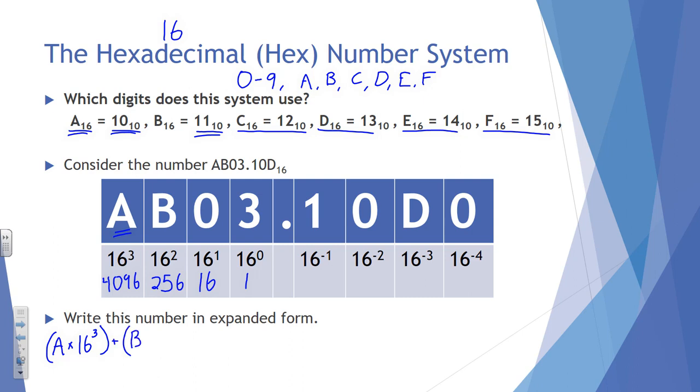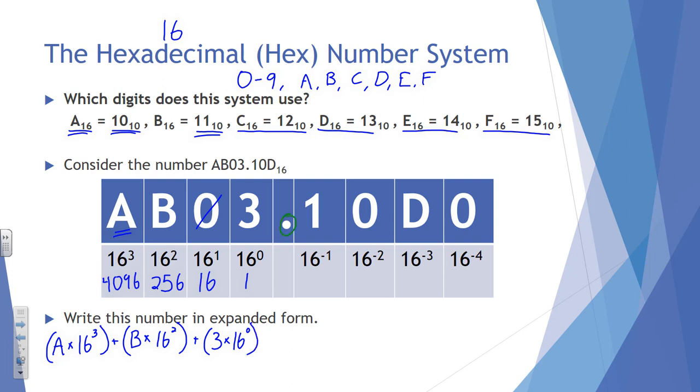We have B 16 to the seconds. We don't have any 16 to the first. There's a 0 there. But we do have 3 16 to the zeros, or 1s.